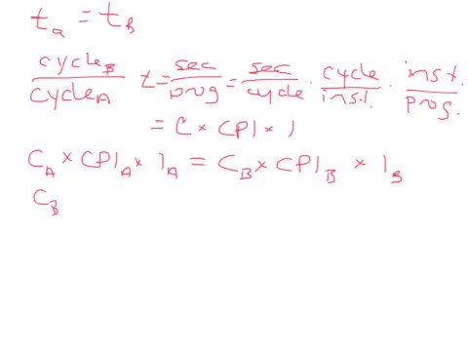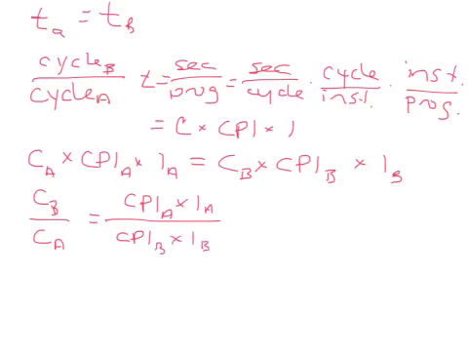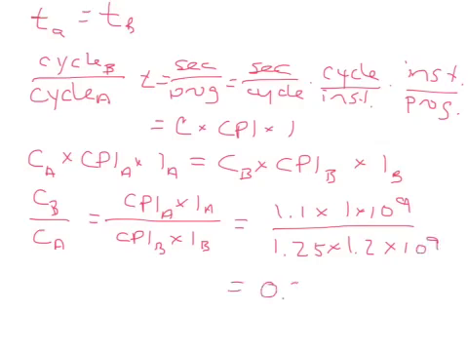So C A equals CPI of A times I of A divided by CPI B times I of B, and that is 1.1 times 1 times 10 to the 9th divided by 1.25 times 1.2 times 10 to the 9th. That is 0.73. So actually cycle B is faster.